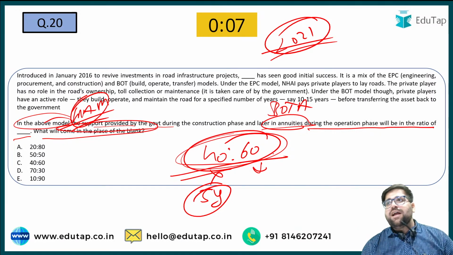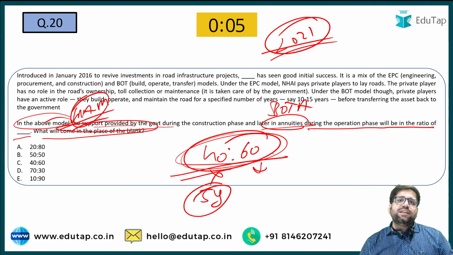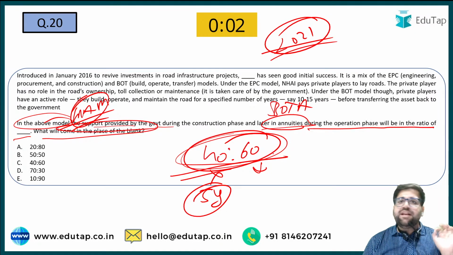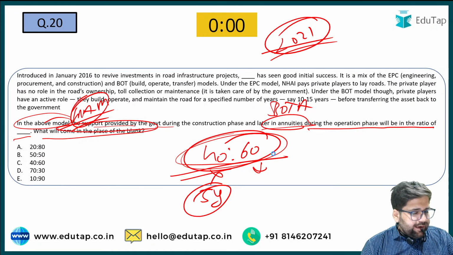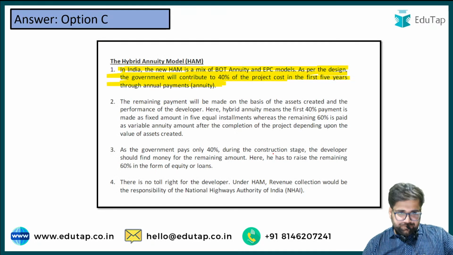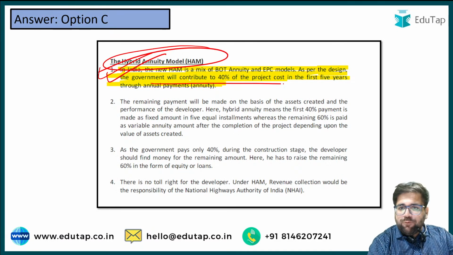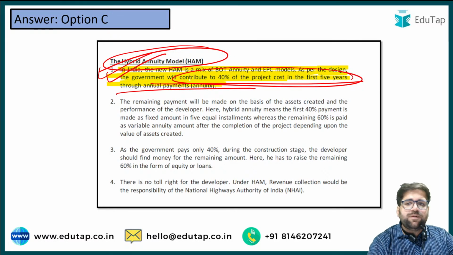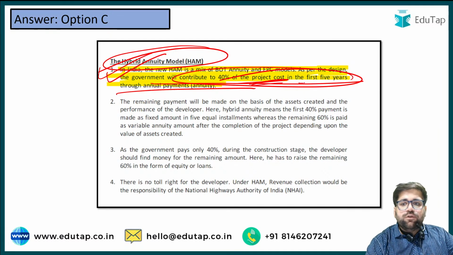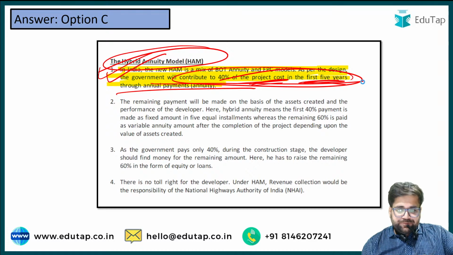They have just picked, I think, one of the articles, and they are picking the important data points from it. And luckily, this was there in our notes as well. Hybrid annuity model. If you understand this particular model, the same question, the same answer, you will see 40% of the project cost is paid under the first 5 years.